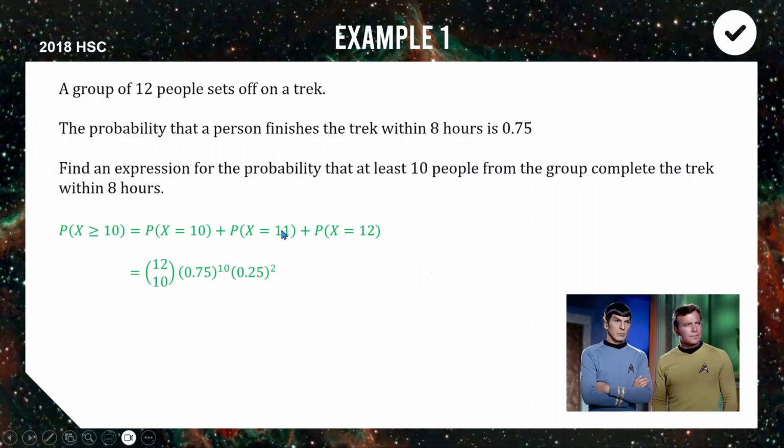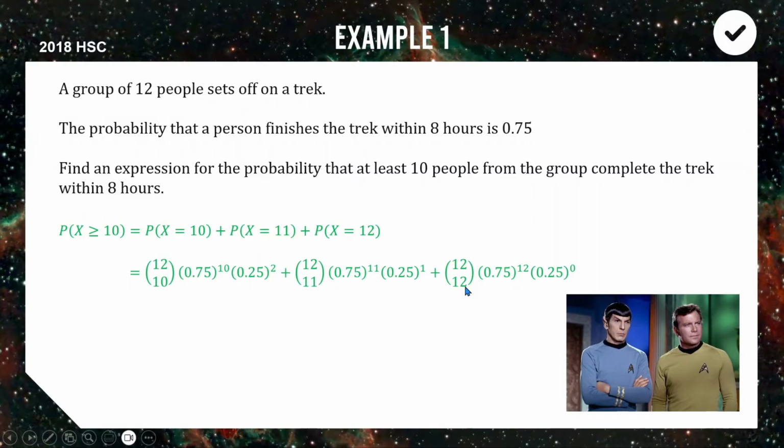Following that structure for the probability of 11 people successfully doing it within 8 hours, we're going to have success probability to the 11, failure probability to the 1, and then 12C11. For the last one, it's much of the same thing again. However, you can shorten this because we have 12C12, which is just 1.